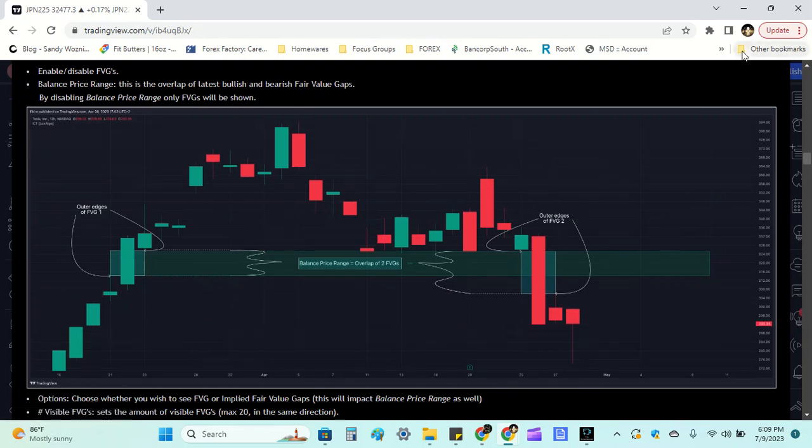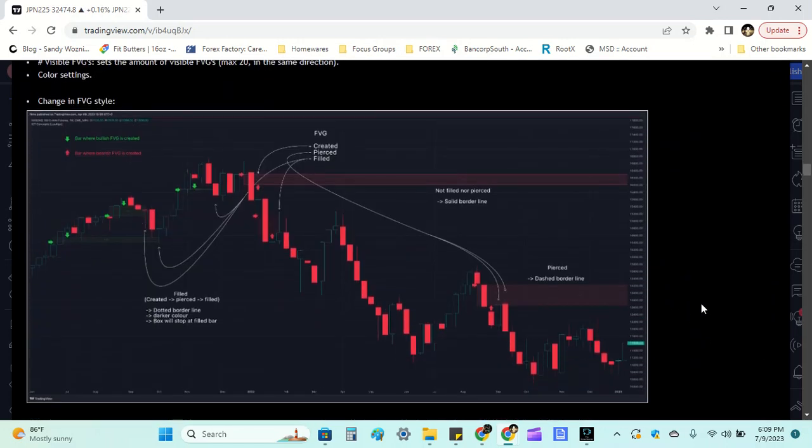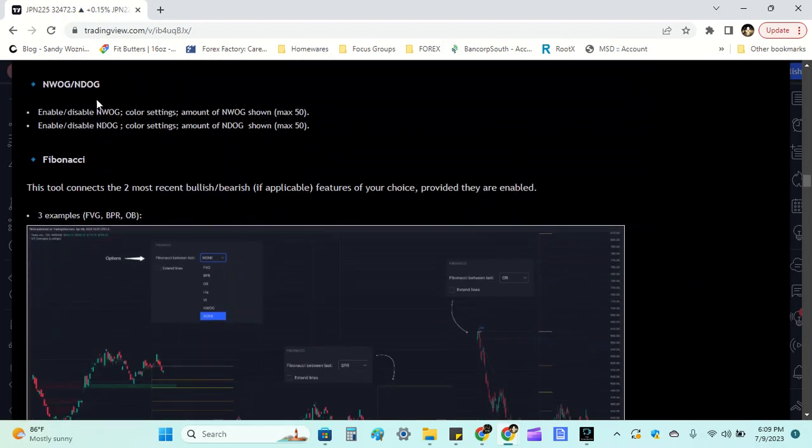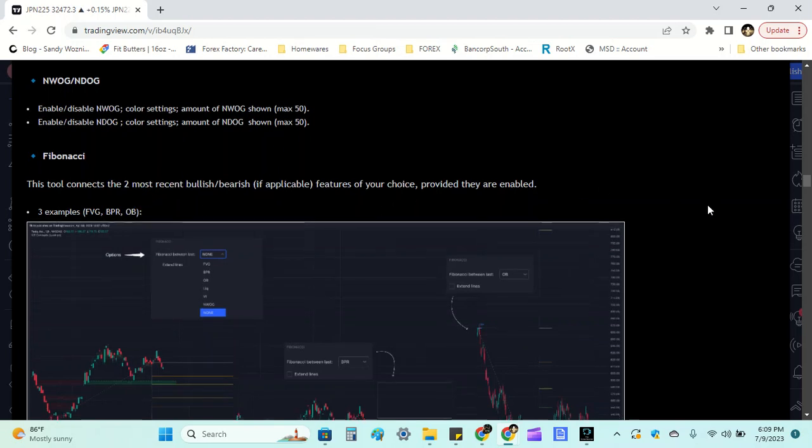You can choose whether to see fair value gaps or implied fair value gaps. So for some people, depending on how you trade, that is actually something that is relevant to you. And here's the change in FVG style: created, pierced, and filled, what looks like the different order blocks there. New week opening gap and new day opening gap settings. And there's also a tool for Fibonacci. That's very interesting, that this truly is an all-in-one indicator here.